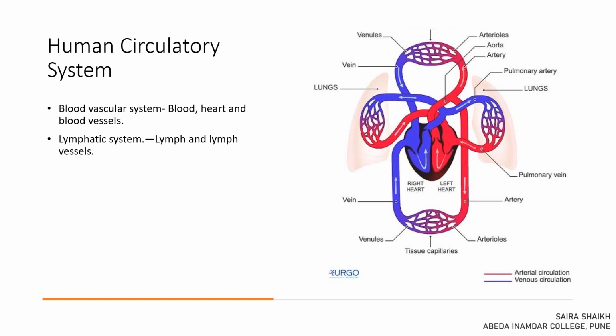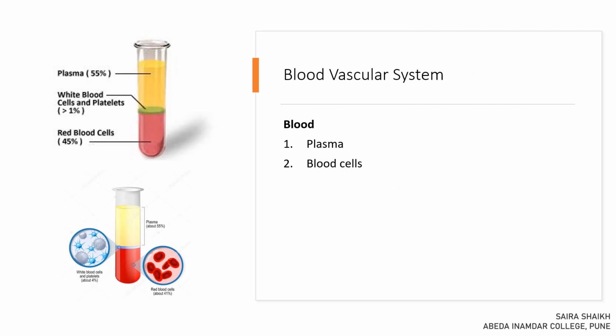The human circulatory system is composed of the blood vascular system and the lymphatic system. The blood vascular system consists of blood, blood vessels and the heart. Blood is a fluid connective tissue. The study of blood is called hematology.